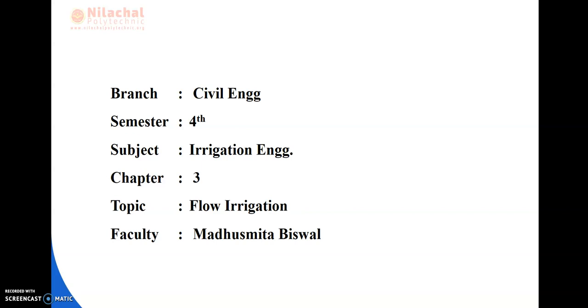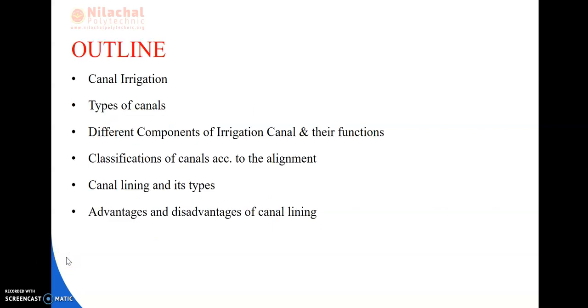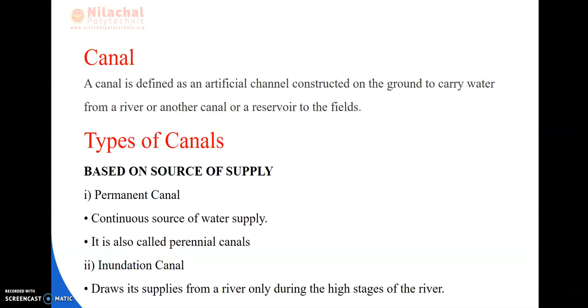Today we are going to start a new chapter, that is flow irrigation. In this chapter we will be reading one by one all of these articles. First, canal irrigation, types of canals, different components of an irrigation canal and their functions, classification of canals according to the alignment, canal lining and its types, and advantages and disadvantages of canal lining. We'll be reading all of these articles one by one.